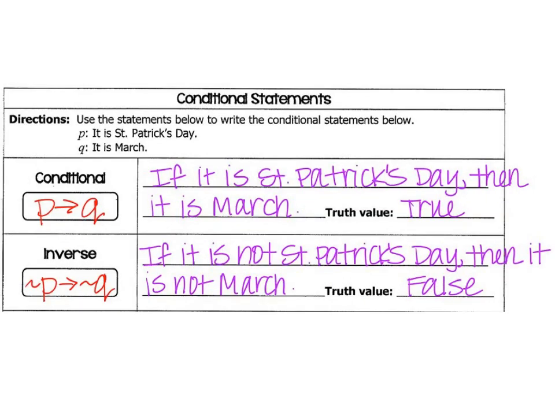All right, next reviewing our conditional statements that we've learned today. All right, so conditional, if P, then Q. So if it is St. Patrick's Day, then it is March. And this is a true statement. Inverse, we say not P. If not P, then not Q. So if it is not St. Patrick's Day, then it is not March. All right, this is false. It could be March 2nd or March 13th. All right, not necessarily St. Patrick's Day.